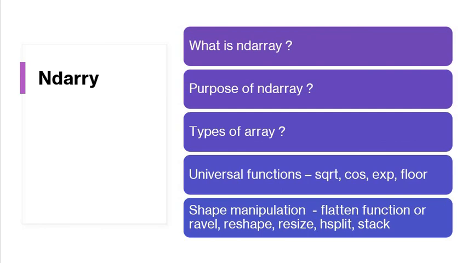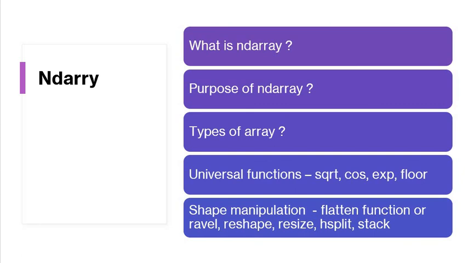Universal functions. NumPy provides mathematical functions which are called universal functions. These functions operate element-wise on an array, producing another array as output, which includes sqrt, cos, exp, and floor. sqrt provides the square root of every element in the array. cos gives the cosine value for all elements in the array. exp performs exponentiation on each element. floor returns the largest integer value less than or equal to every element in the array.